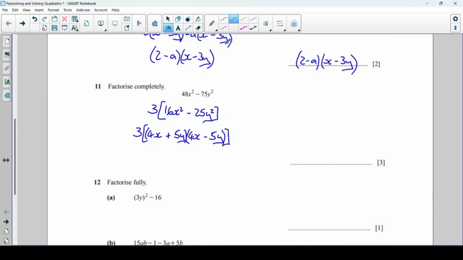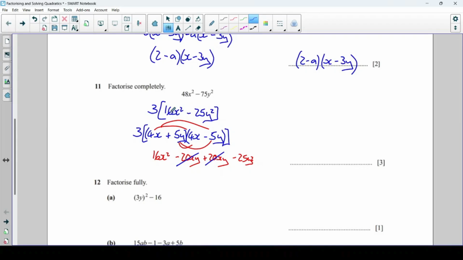Now the reason that works is if I were to expand this here, the firsts I get 16x squared, the outsides I get minus 20xy, the insides I get plus 20xy, and the lasts I get minus 25y squared. And because this minus 20xy is minus and this 20xy is plus, they cancel out, so we're just left with those two terms.